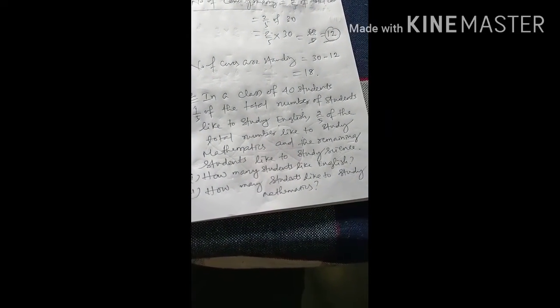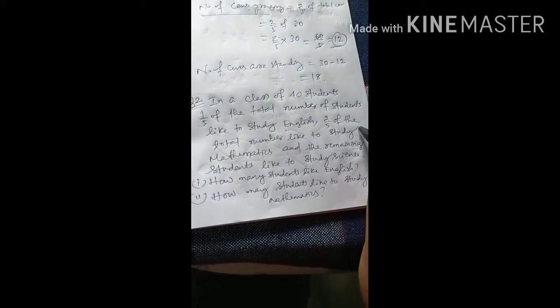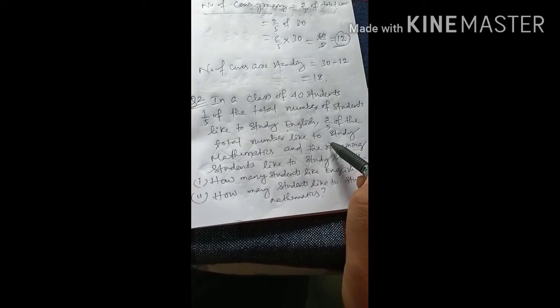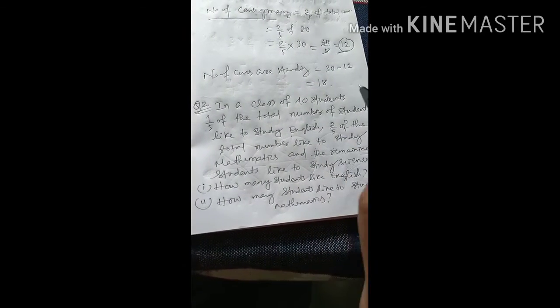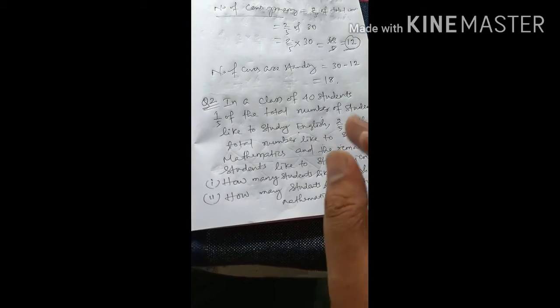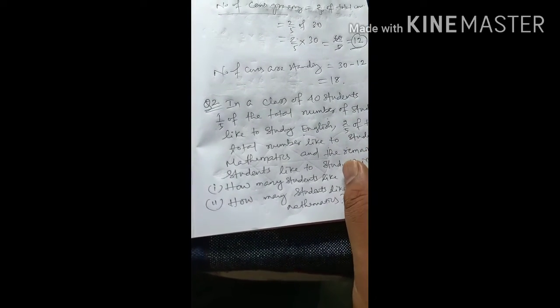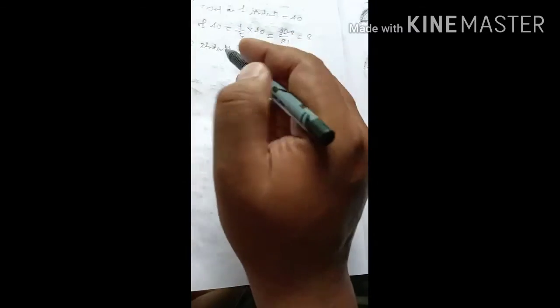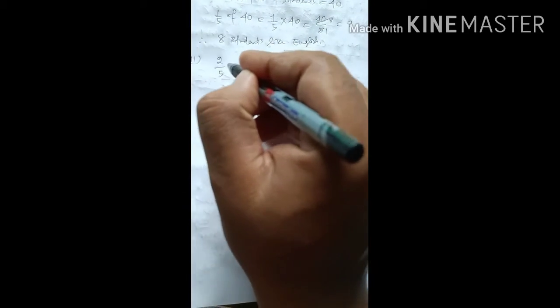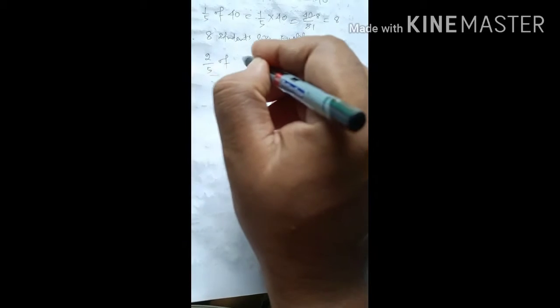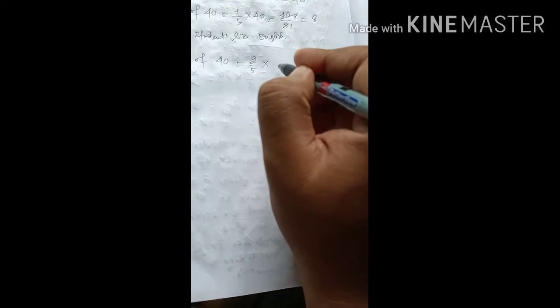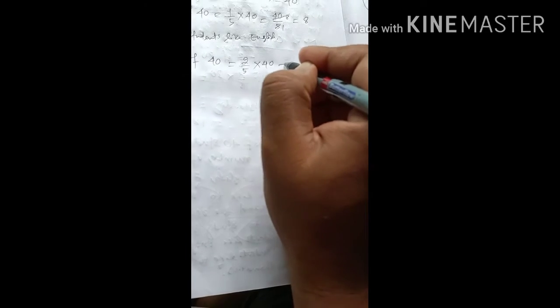And you know that according to the question 2 by 5 part of the total number of students they like mathematics. So 2 by 5 part of 40. Right now 2 by 5 part of 40, they like mathematics. So let us find the 2 by 5 part of 40. 2 by 5 part of 40, that is equal to 2 by 5 of, means multiplication, into 40.